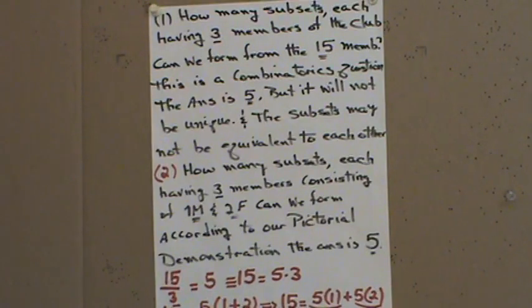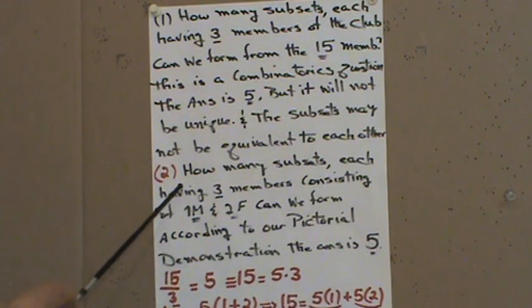The science of combinatorics answers that, and the answer of this one is 5, like the previous one, but that 5 is not unique. The subsets will not each be equivalent to one another; only one of them, in fact, will be. So combinatorics answered this one, but this is not what we are after either, because the number 3 can represent 3 males, 3 females, or 2 males and 3 females, and so on.